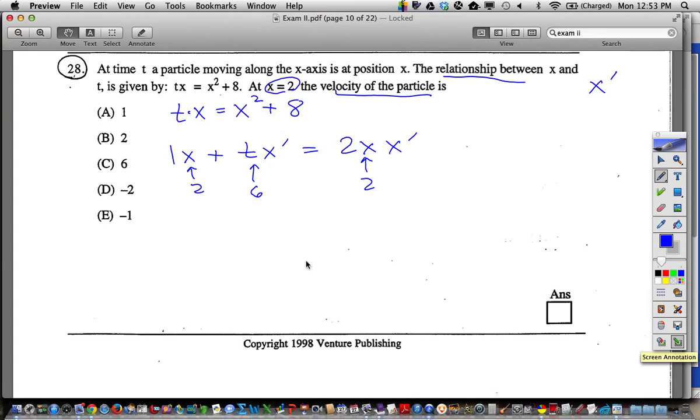And then it's pretty easy, and I think you end up with -1, I believe, is the right answer when you solve for X prime. Well, what the heck, we're almost there. 2 plus 6X prime equals 4X prime. 2 equals -2X prime. X prime equals -1. Right. Okay, so again, that was just a little bit of a twist on the old position, velocity, acceleration kind of thing, but not that big of a twist.